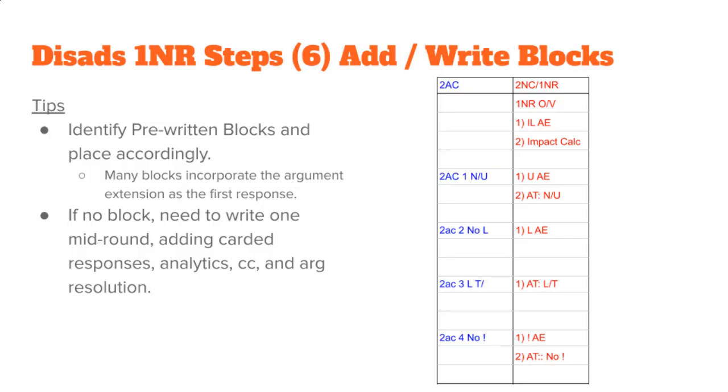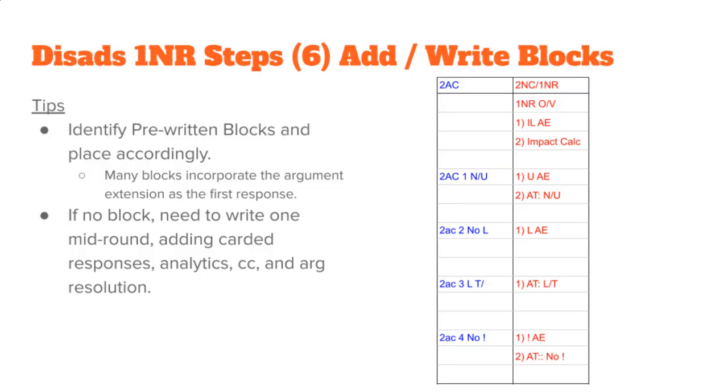And so we might have a pre-written non-unique block. We might have a pre-written answers to link turn block. We might have a pre-written answers to no impact block. And you're going to put these arguments also in the line by line after each one. If there is no block, you're going to have to be writing one in rounds, writing your own sort of analytical rebuttal in PF terms to their argument, or frontline.